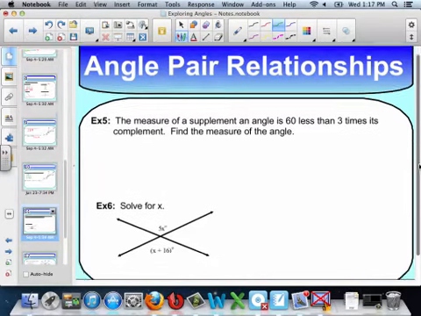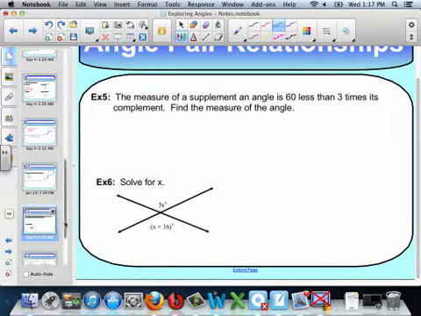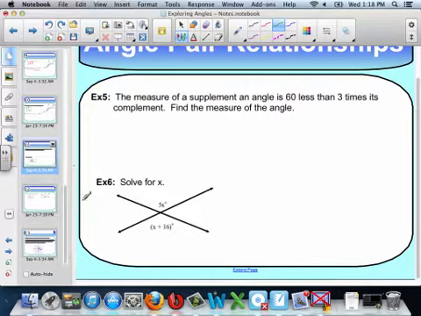Look at number 6, and we'll come back to number 5. Right, we're going to do 6 and 7, and then we'll come back to 5, because 5 takes a little bit more effort.